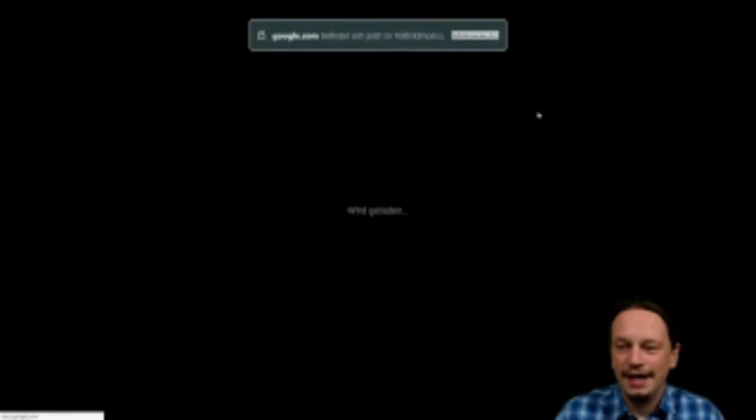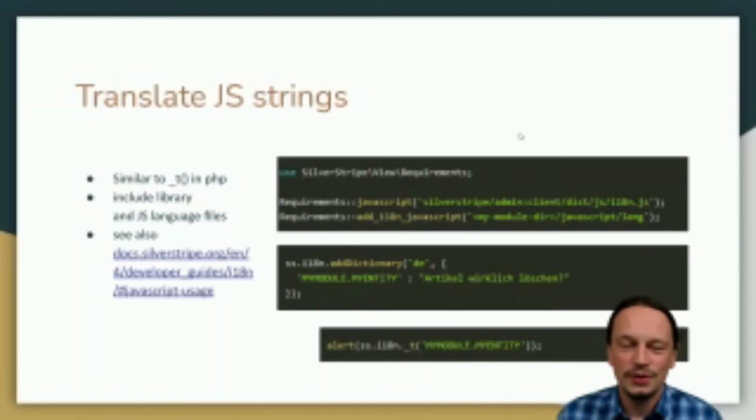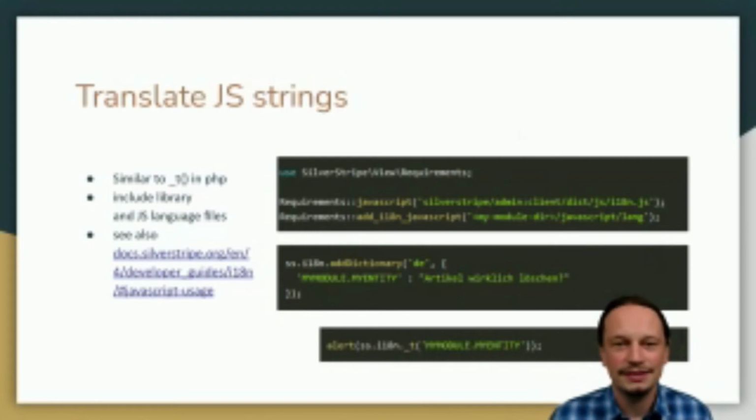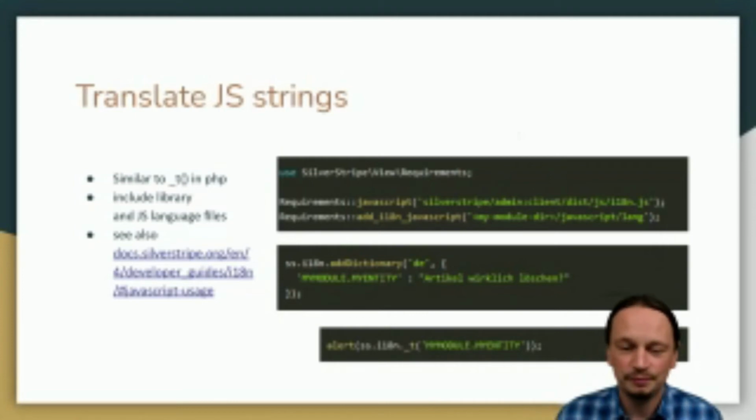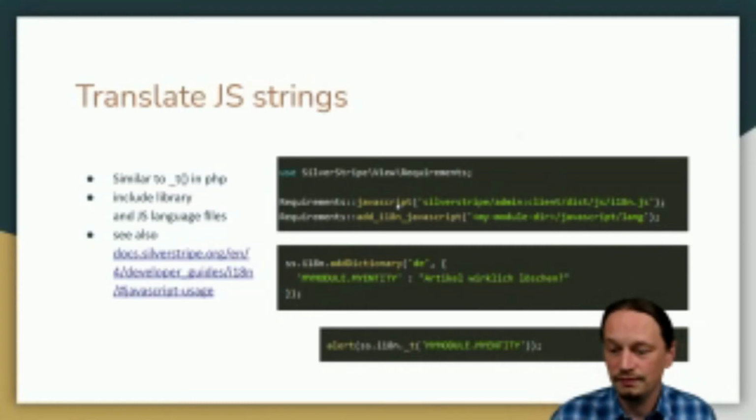So again, what's with JavaScript? Can we translate it? Yes, of course. We also can translate JavaScript strings, and Silverstripe has something similar to the _t function in PHP for JavaScript. So we have to include some requirements and the actual language JavaScript files, the dictionaries, and the dictionaries are JavaScript objects with keys and values. And yeah, it's pretty similar to the _t method.